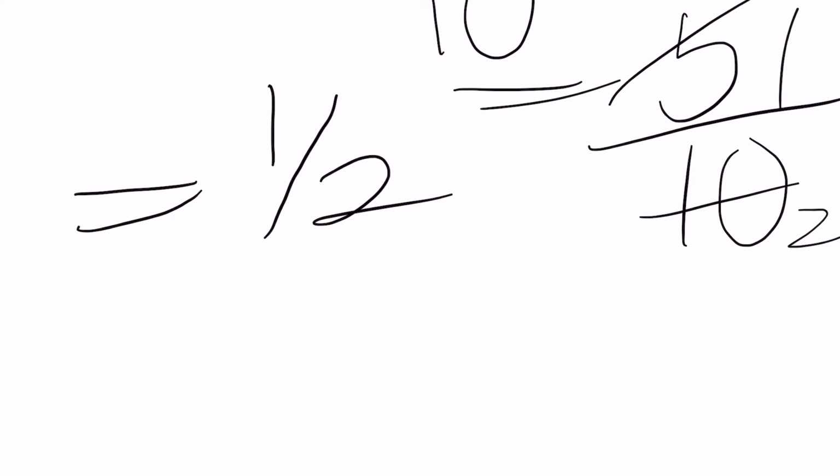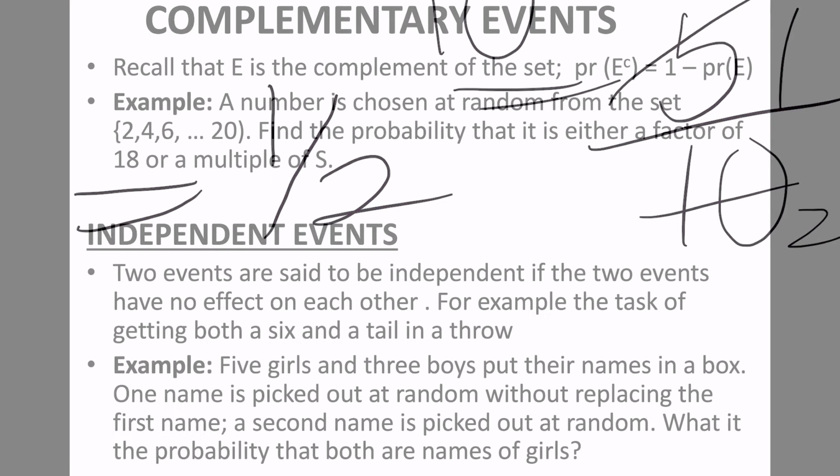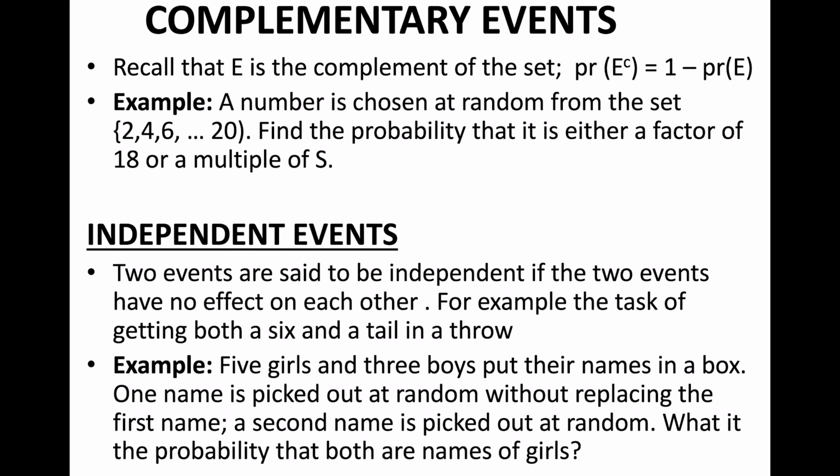Now for independent events, two events are said to be independent if the two events have no effect on each other. For example, getting both a 6 and a tail in a throw. It's like throwing a die and a coin. These two events have no effect on each other. A die will bring out its own number, and a coin will bring its own.